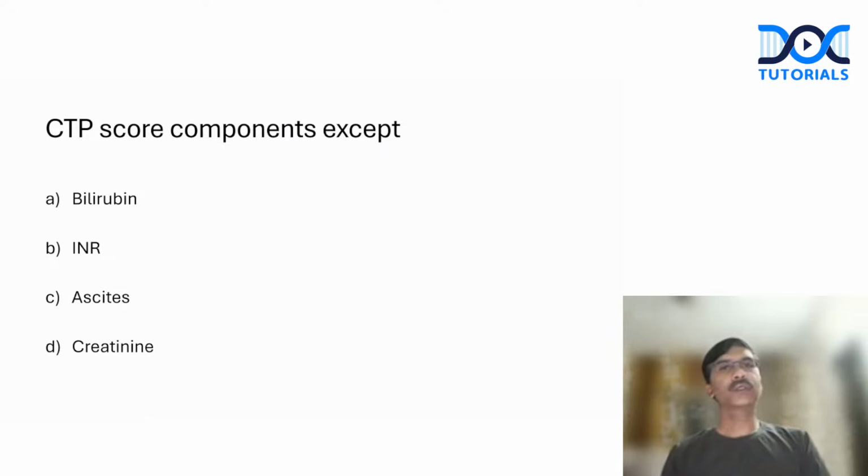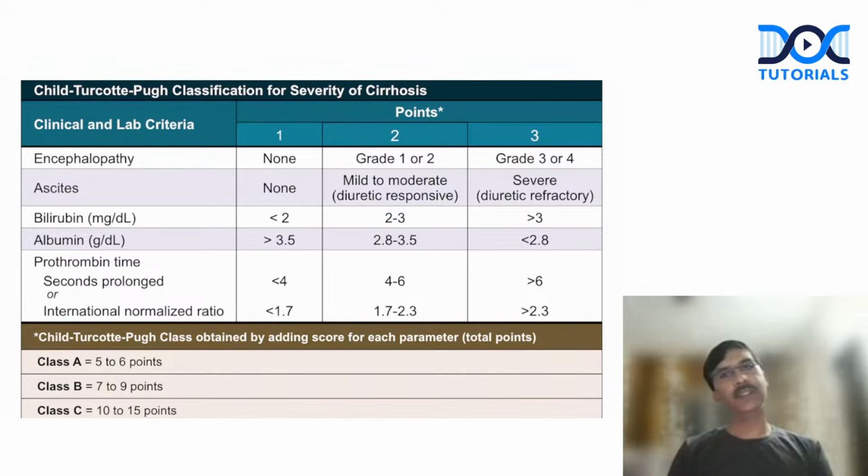Child-Pugh score components are all except bilirubin, INR, ascites, and creatinine. Obviously, creatinine is not included in the Child-Pugh score. We all know that the CTP score is an age-old score, started to predict the development of encephalopathy in patients undergoing shunt surgery.